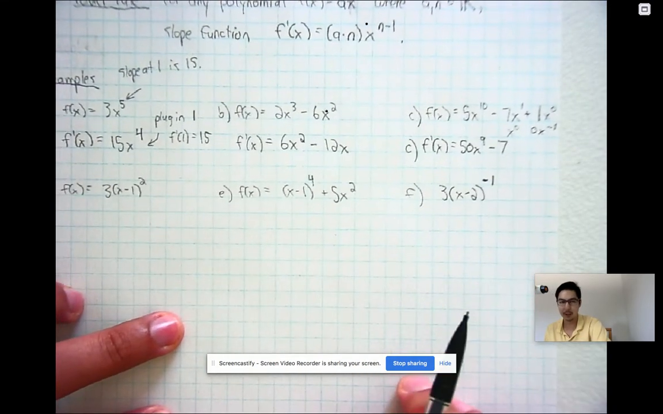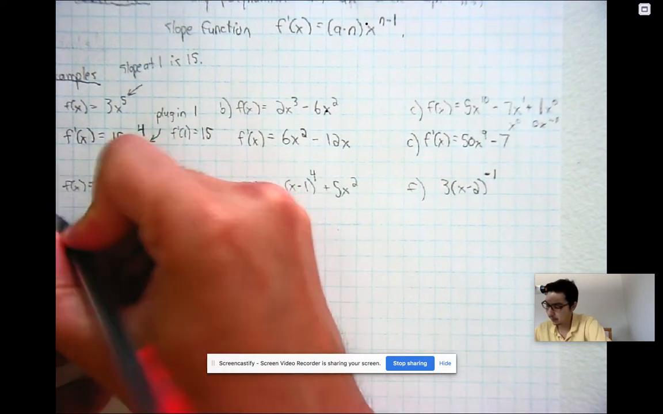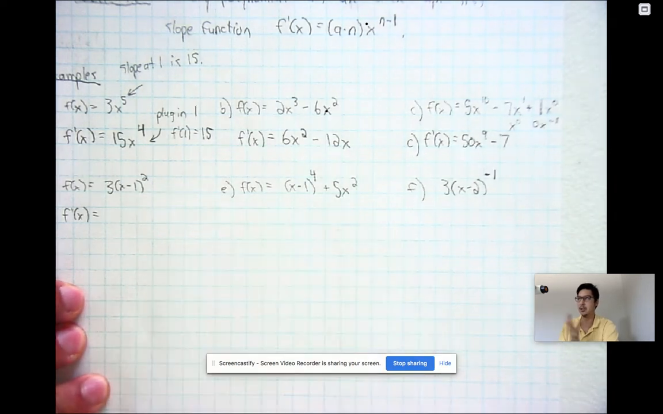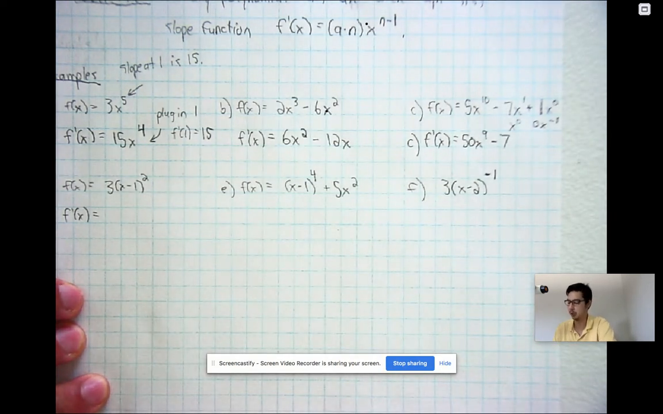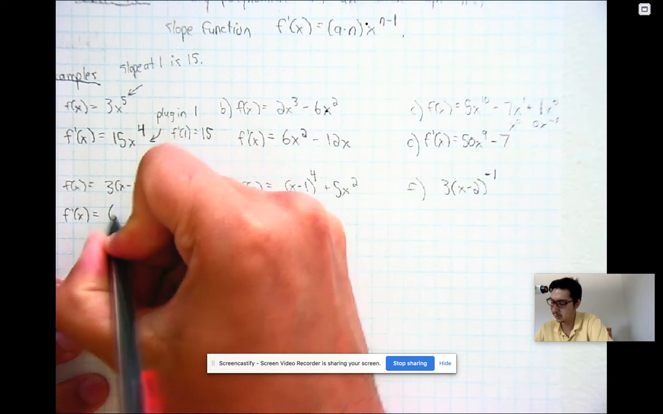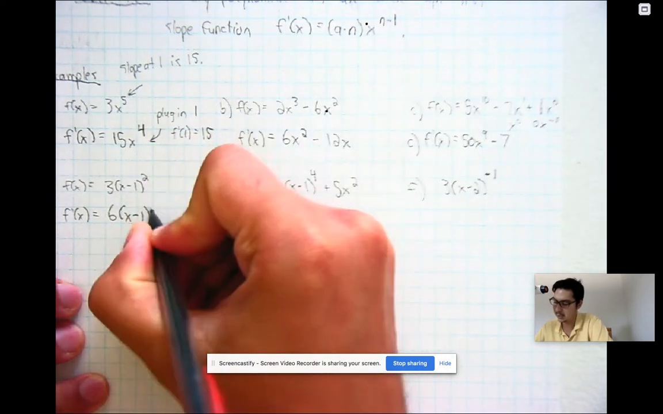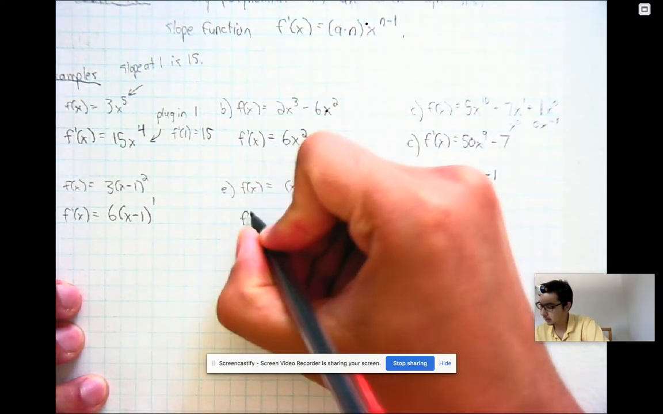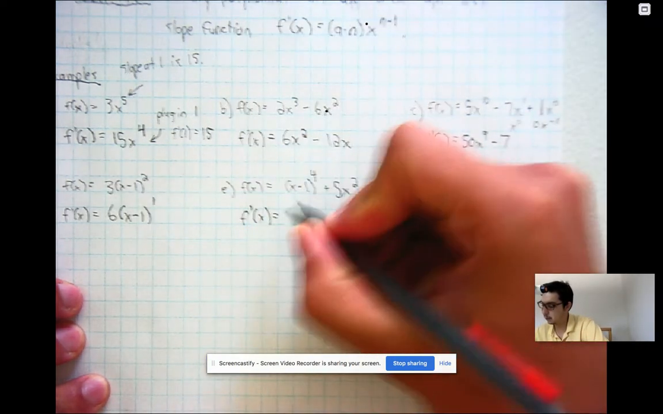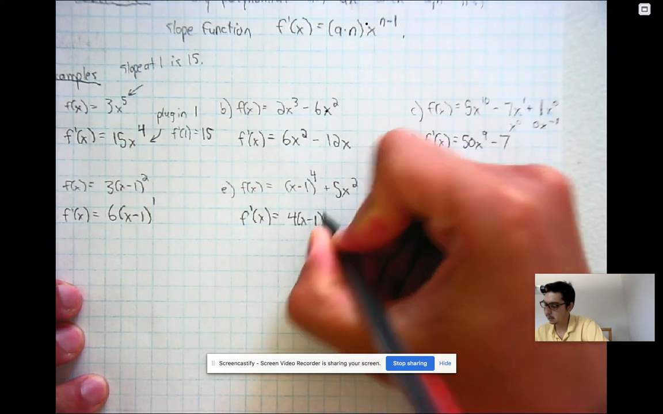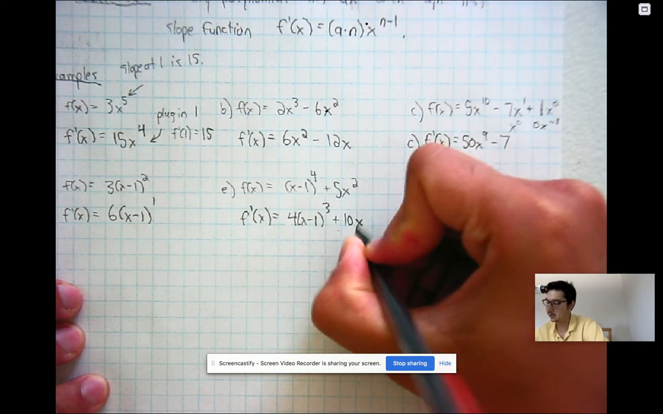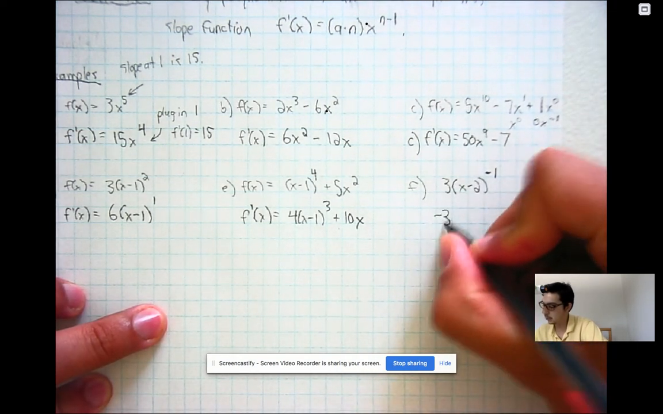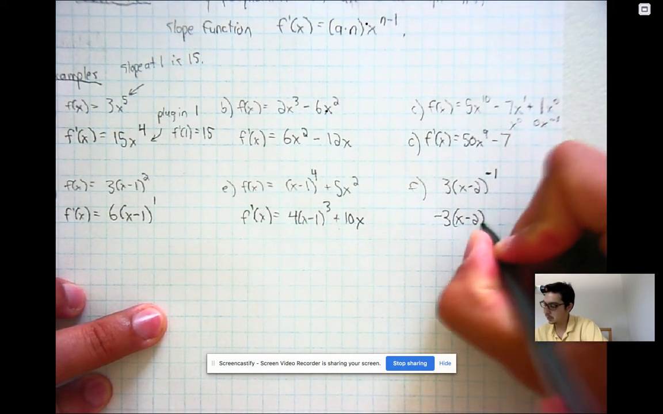If we go to D, for this slope function, if there's a horizontal shift, that just means we still take the slope function and keep the horizontal shift in place. So it'll be 2 times 3, which is 6. The horizontal shift stays the same, and then that goes to a power of 1. For E here, the slope function will be 4x minus 1 to the third plus 10x. And hopefully you're catching on to these. And this last one will be negative 3x minus 2 to the negative 2.